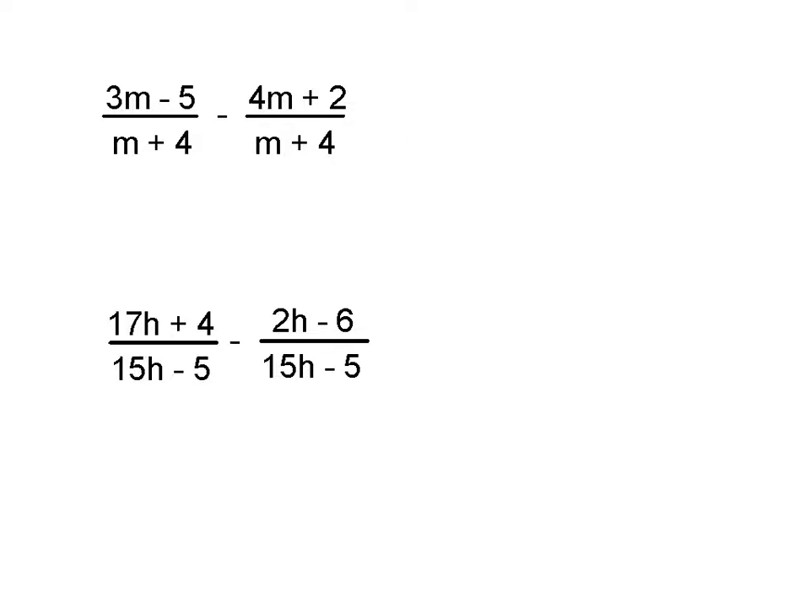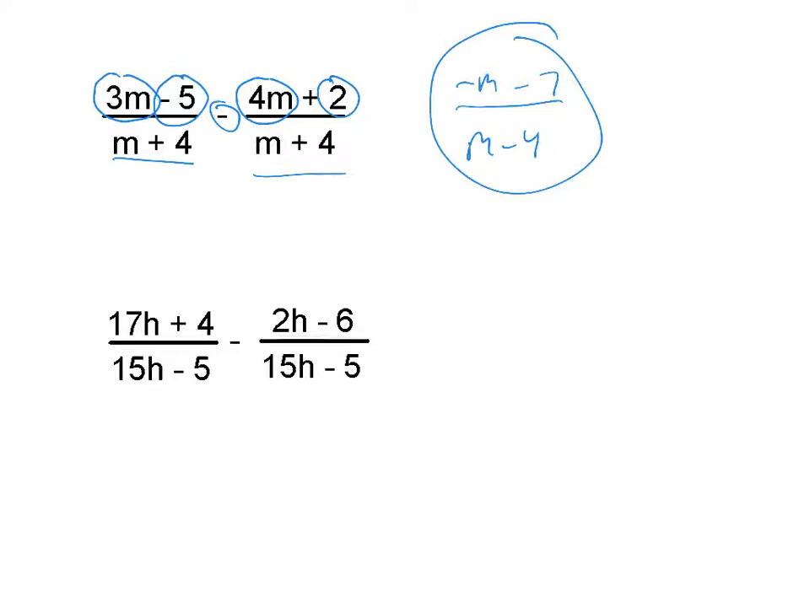They're also going to have you subtract using rational expressions. Notice, again, the denominator is the same. Sweet. There's nothing we have to do with that. And then notice we're taking 3m minus 4m. So we get negative m, right? And then negative 5 take away 2, so in other words, minus 7. And then that would be our final answer. There's nothing else we can reduce down from there.